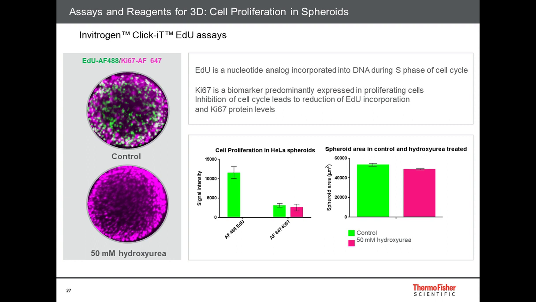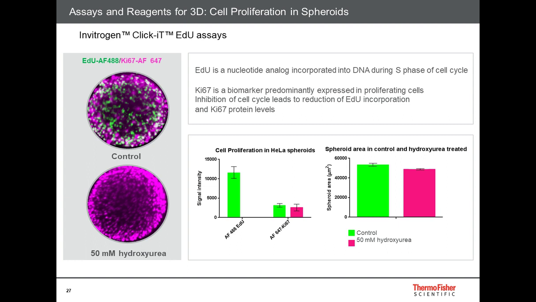And also in the bar graph on the right, we can plot the actual area of that spheroid and show that treatment with hydroxyurea leads to a slight decrease in the cross-sectional area of that spheroid. So this is a way to multiplex two different markers of proliferation, as well as to look at just the size of our spheroid.